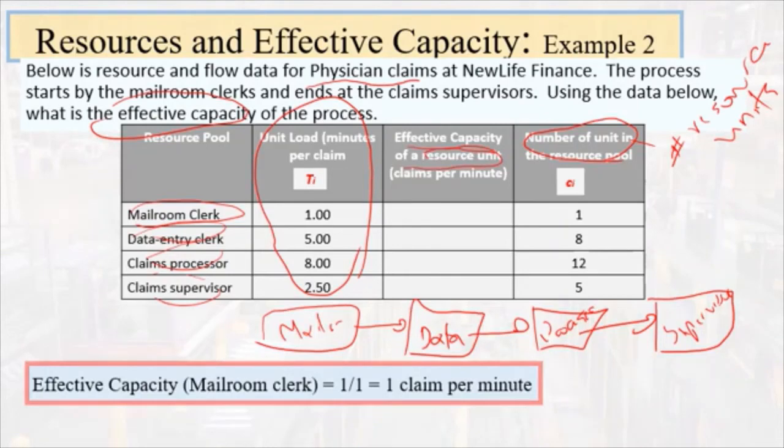In this case it's 1 over Ti, and Ti in this example is going to be 1. So remember, the effective capacity is equal to 1 over Ti for one resource unit. And then for the pool, we just multiply that by Ci, just like we did in the previous example. So we get 1.